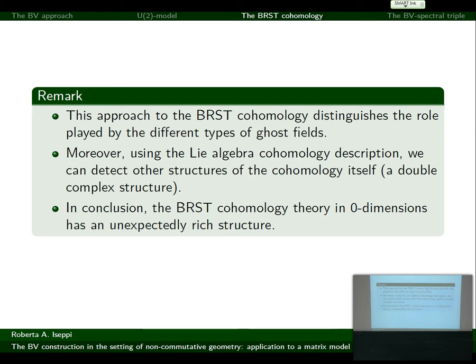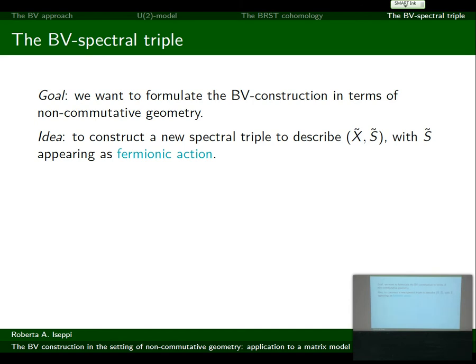And so now we want to... As I said, our model was constructed from a spectral triple. So we started with a spectral triple. We defined the initial gauge theory. We applied this BV construction. So now our goal is to formulate this BV construction in terms of non-commutative geometry. So the idea is to construct a new spectral triple to describe this extended pair. And the idea is that the action will appear as the fermionic action of the new spectral triple.